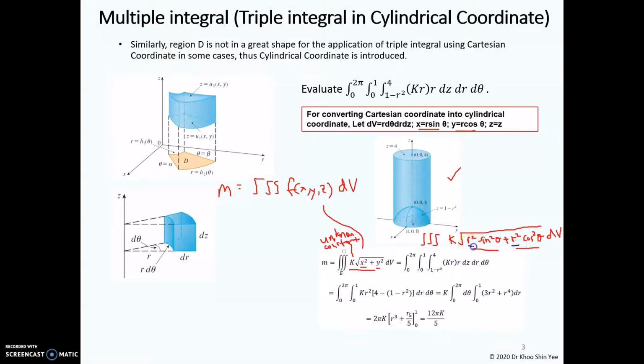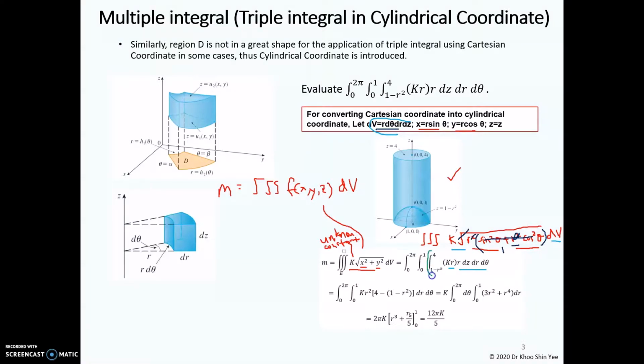So r squared here can be taken out, so that this can be cancelled. Sine square angle plus cos square angle give you 1 from the trigonometric identity, and you have the square root of the r squared. So these two can be cancelled, give you r only. Then you can multiply with the k to obtain kr here. So dv can be converted to the r dz dr d angle by using this formula.